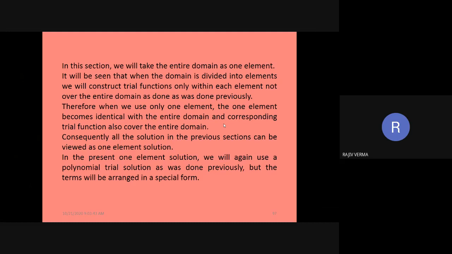Now, this means that this particular polynomial has some deficiencies. It has some constraints. In today's session, we will slightly modify this polynomial and the unknown terms, for example a1 and a2, are now going to represent the value of the unknown parameter, which might be temperature or displacement, at some specific locations.